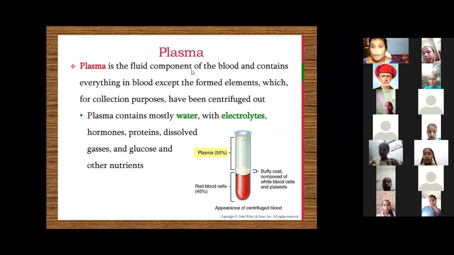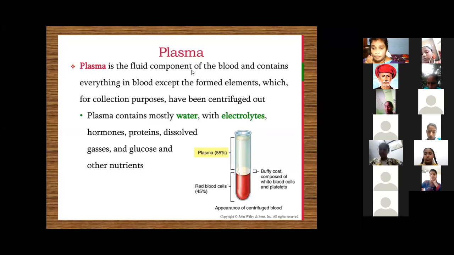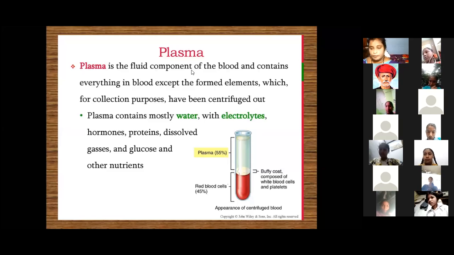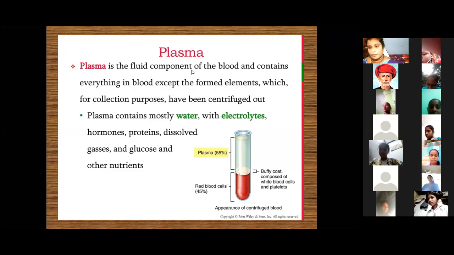Most of the blood, 55%, is plasma. The remaining percent is only blood cells. Blood lo 50% plasma ఉంటుంది. This means the water content is high. It is the fluid component of the blood, and the plasma contains water, electrolytes, hormones, proteins, dissolved gases, and glucose. Can you understand? Shall I move to the next slide?